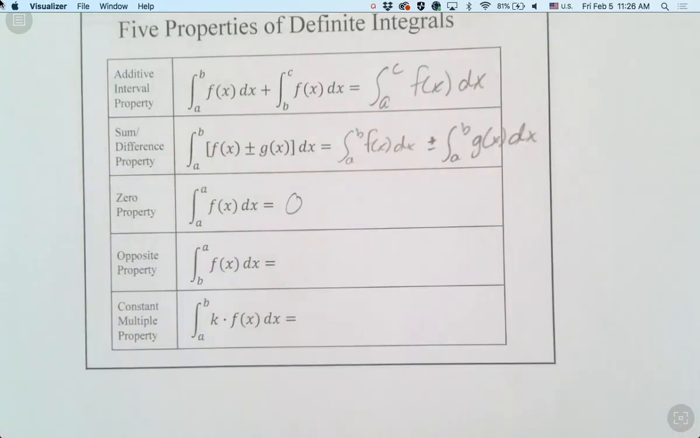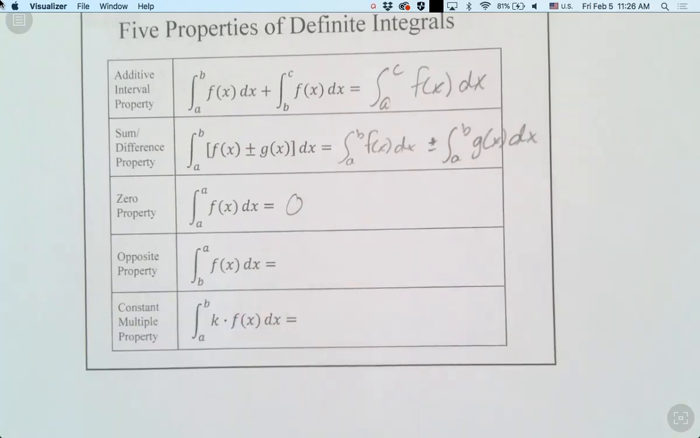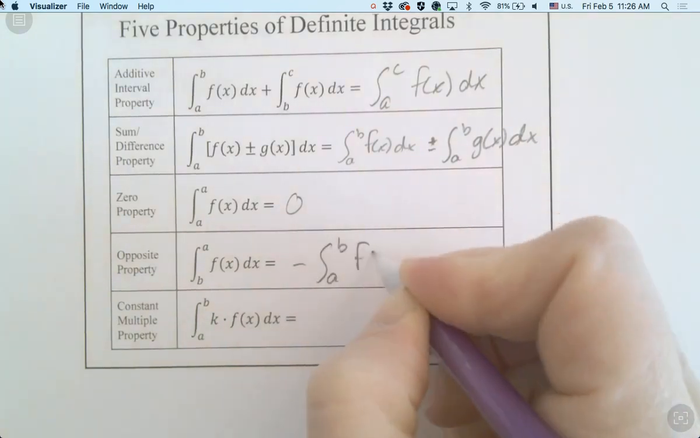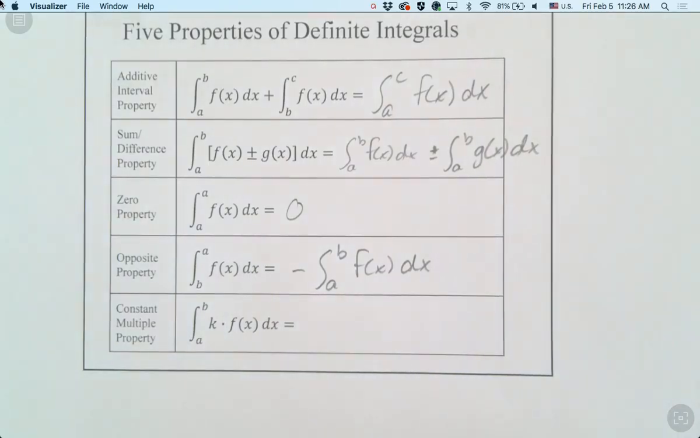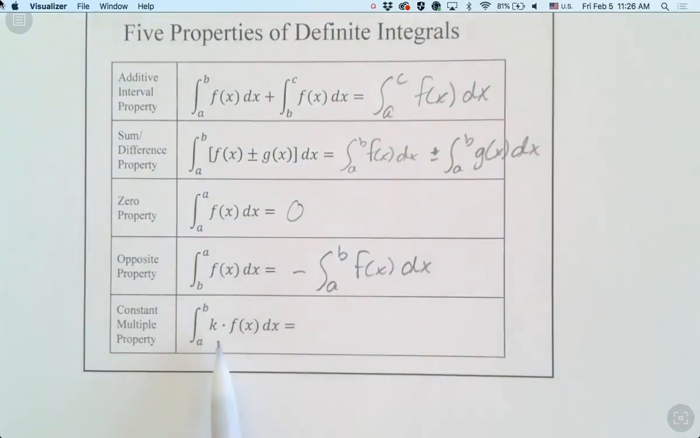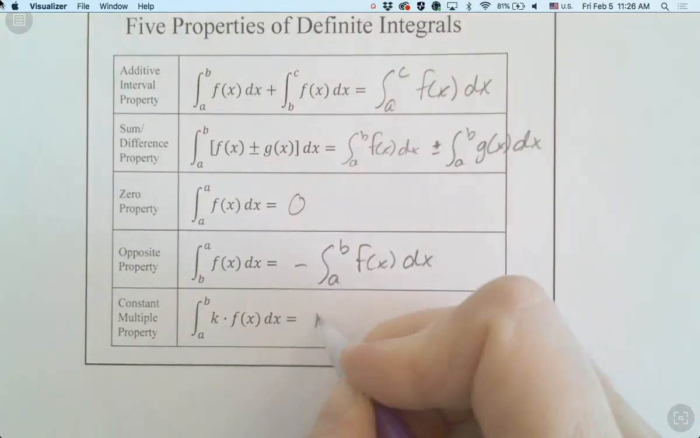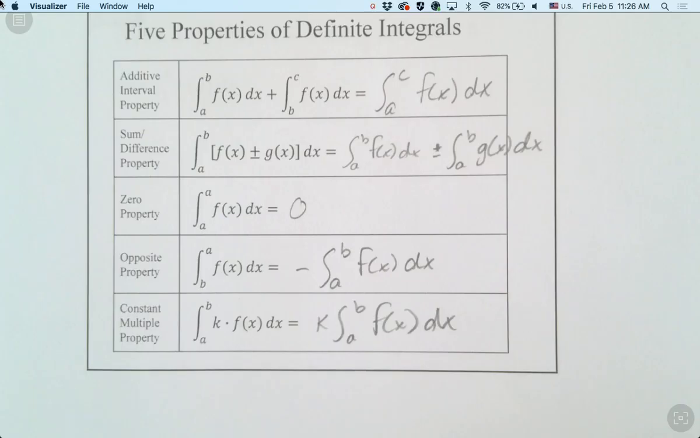Then we have our opposite property. So the integral from b to a is going to be the opposite of the integral from a to b. And that's that property that we just saw from example 7. And the last one, the constant multiple property. We also saw this a couple of days ago with the indefinite integrals. That it just means that you can take the constant on the other side of the integral sign. So have a go with numbers 8, 9, and 10.